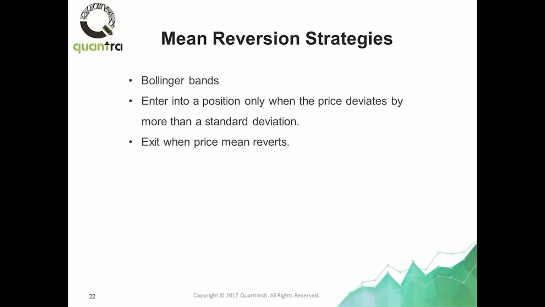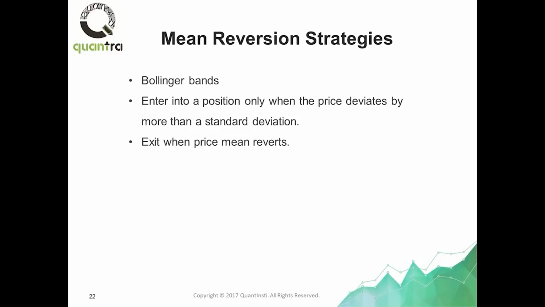What is this standard deviation? How is it measured? This standard deviation is also measured by a moving window. So typically the Bollinger Band has one single moving window that can compute both the mean and the standard deviation, and they are used to determine both the mean of the mean reversion strategy as well as the entry level. And after you enter into a position, if the price reverts to the mean, you will exit.